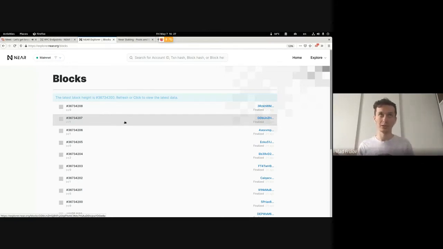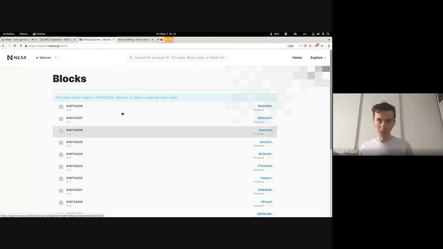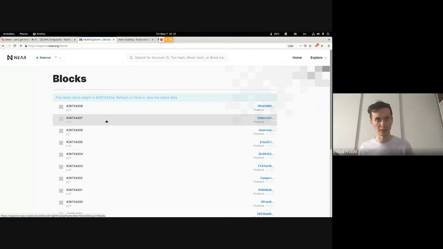At Near Protocol, benchmarks showed us that we can collect up to 1,000 transactions into a single shard. Let's say into a single block, but with some remarks. So this is the reason why we have blocks in the first place.